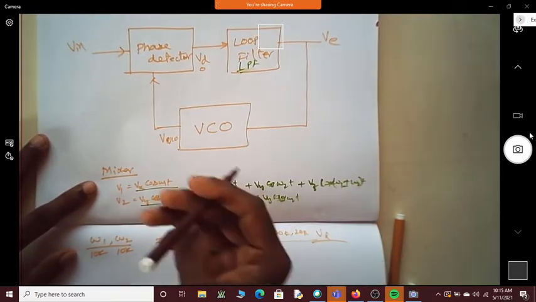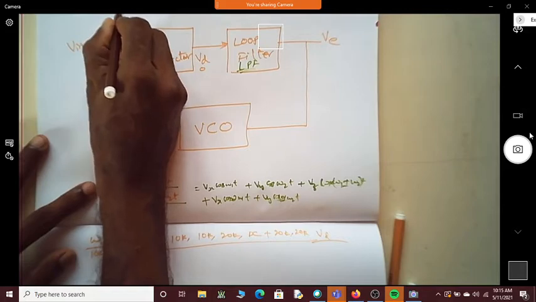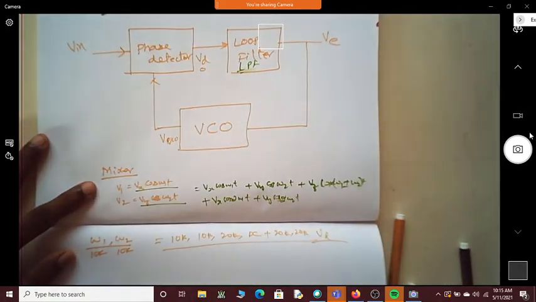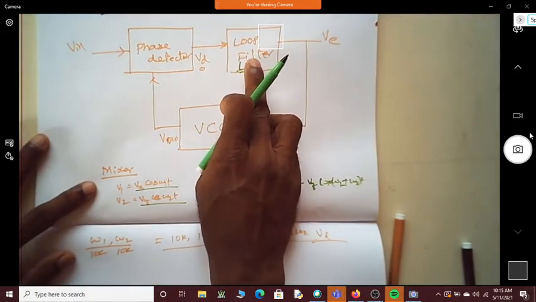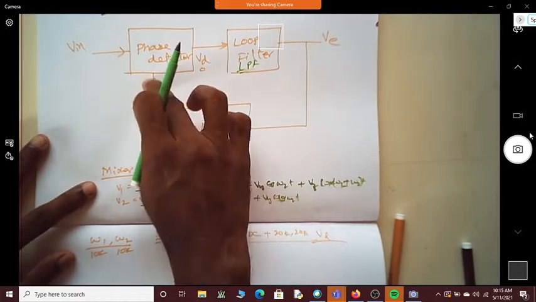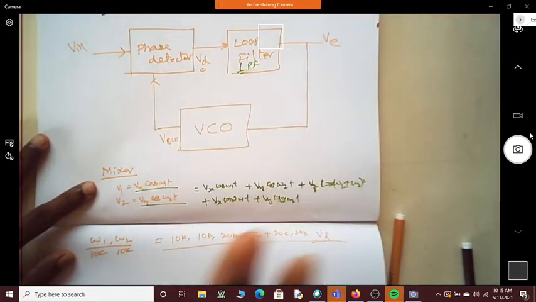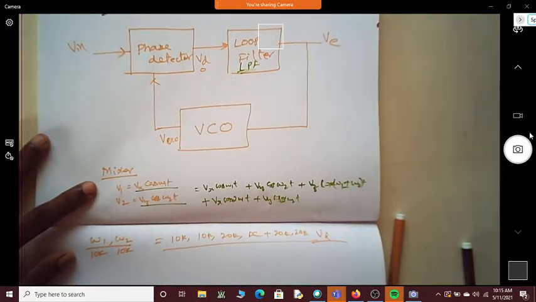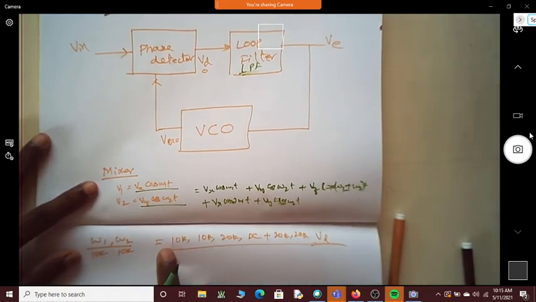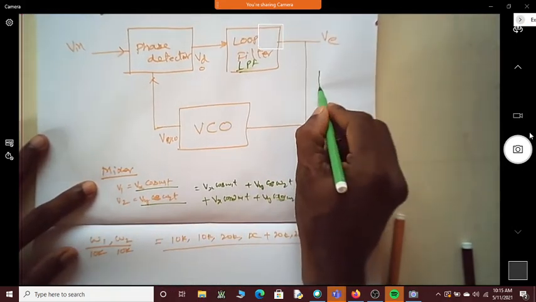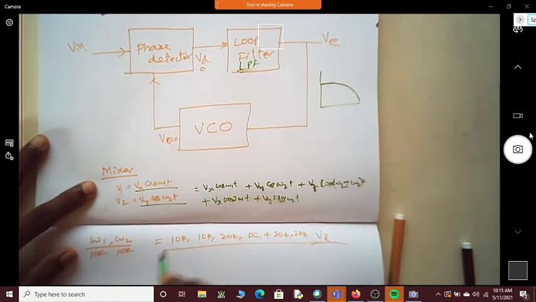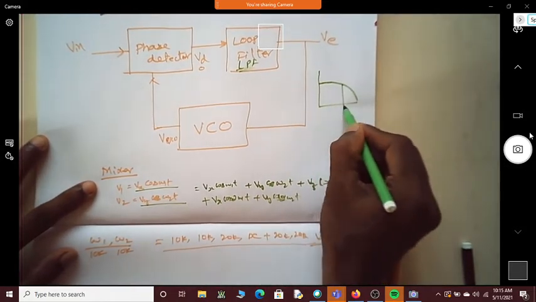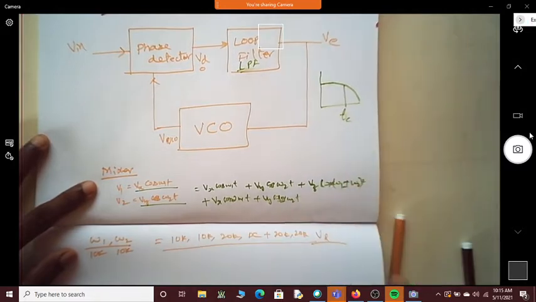So let me just remind you, we are in LMRF, so don't get confused. We are talking about the loop, which means you are in the PLL. We are calling this a loop filter because it is there in the loop of a PLL circuit. So when you have a low pass filter, does it have a frequency response something like this? Will it have some cutoff frequency FC?